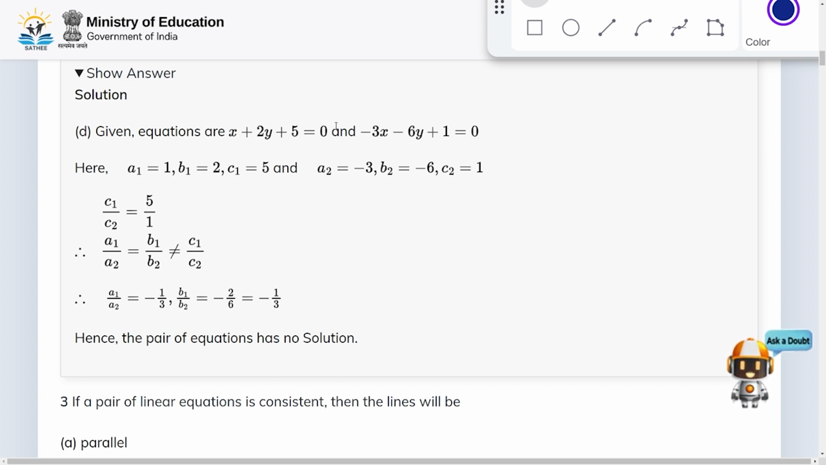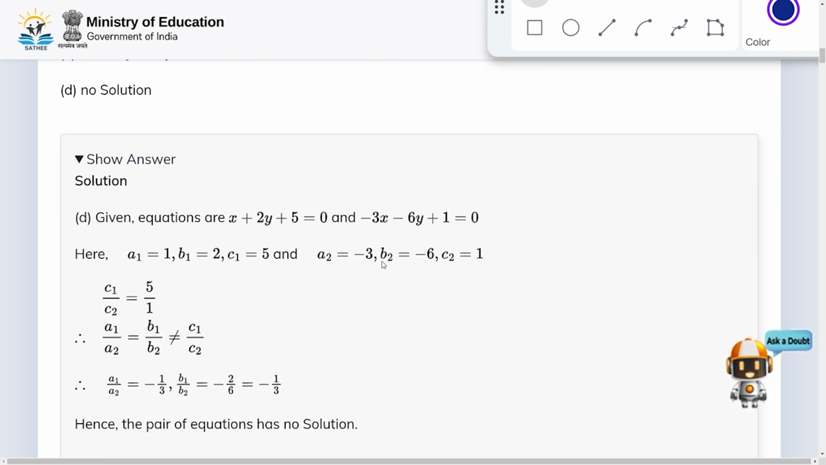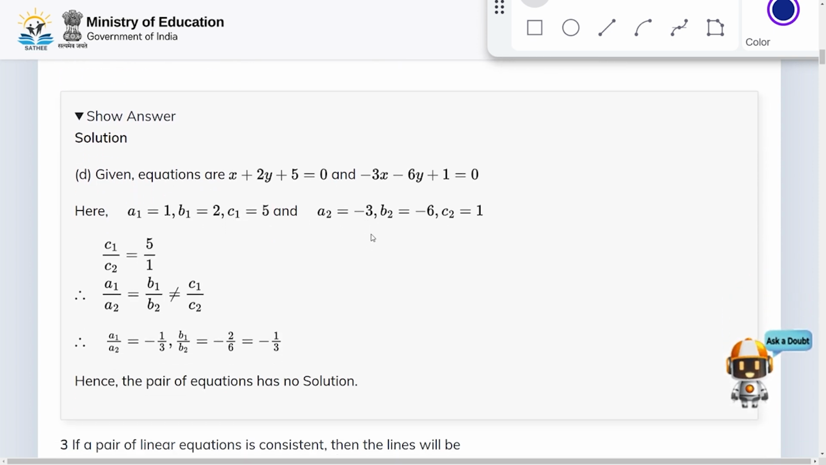Okay, then you will get the value of a1 is equal to 1, the value of b1 is equal to 2, c1 is equal to 5, and a2 is equal to minus 3, b2 is equal to minus 6, and c2 is equal to 1. Okay, so now if we find the ratios, here you will get a1 by a2 is equal to 1 by minus 3, that is minus 1 by 3. b1 by b2 is equal to 2 by minus 6, that is equal to minus 1 by 3. Okay, and the ratio c1 by c2 is equal to 5 by 1.